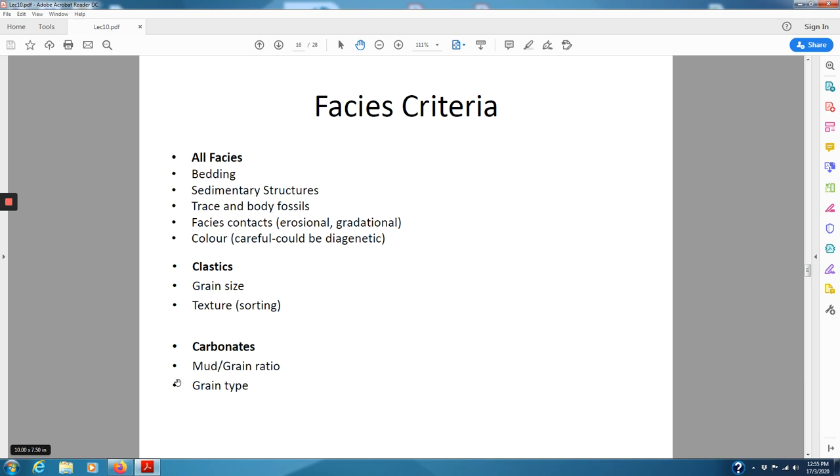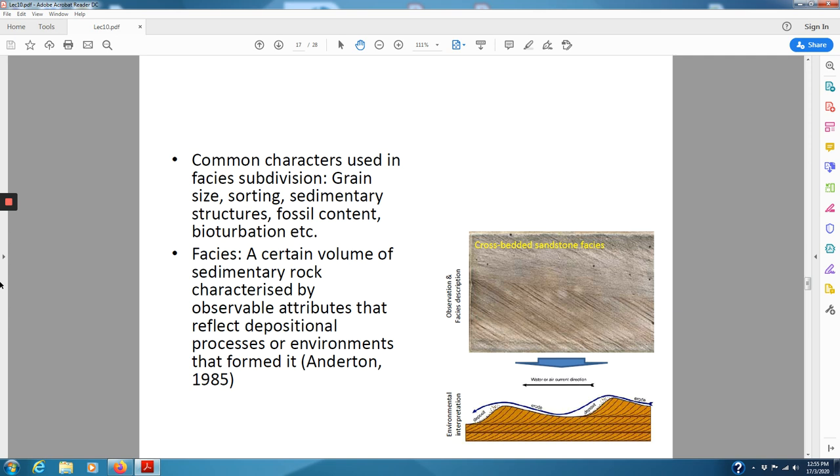For clastic rocks specifically, you can use textures such as sorting and grain size. For carbonates, which I will not cover in this course, you can look at the ratio between the grains and the fine grain mud, or even the types of grains you see inside the rock. So the common characters used in facies subdivision are things like grain size, sorting, sedimentary structures, fossil content, and so on.